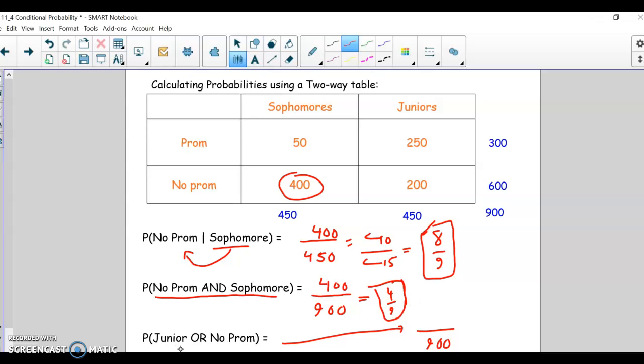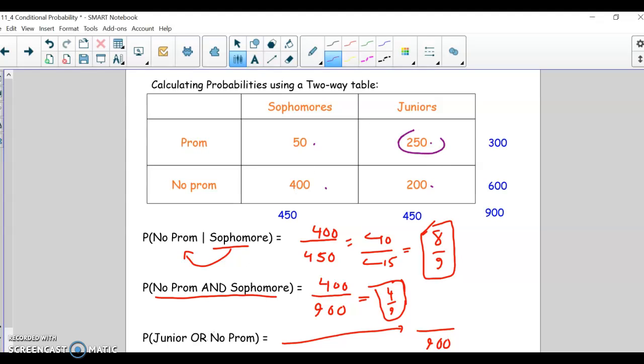Okay, so junior or no prom, this gets a little bit harder. You can try the formula here, but I don't think it's going to work because these are dependent events. So what I would end up doing is just looking at these numbers in the middle. They add up to 900. They're everybody, the 50, the 250, 400, and 200. And then just say, is each one a junior or prom?